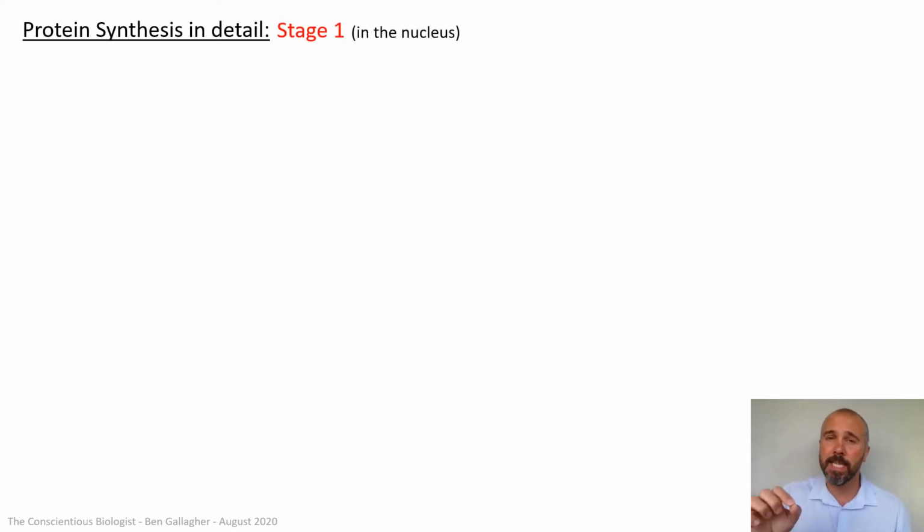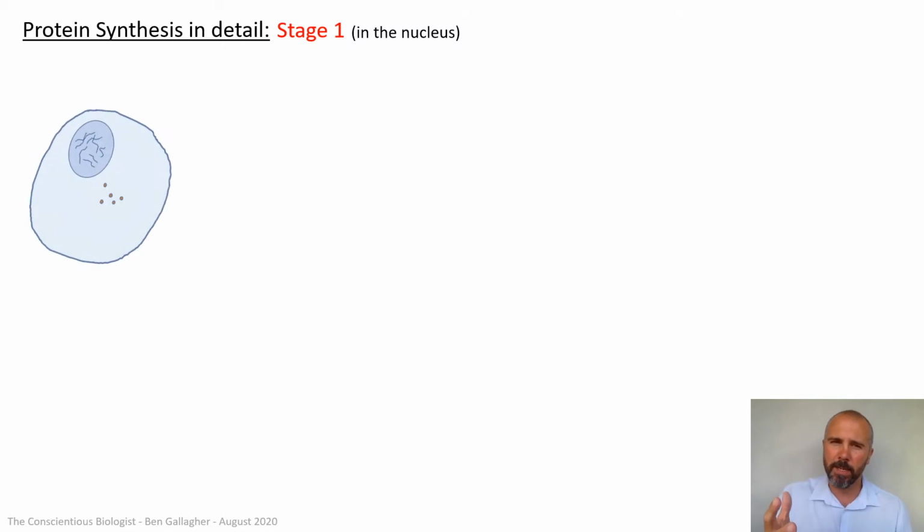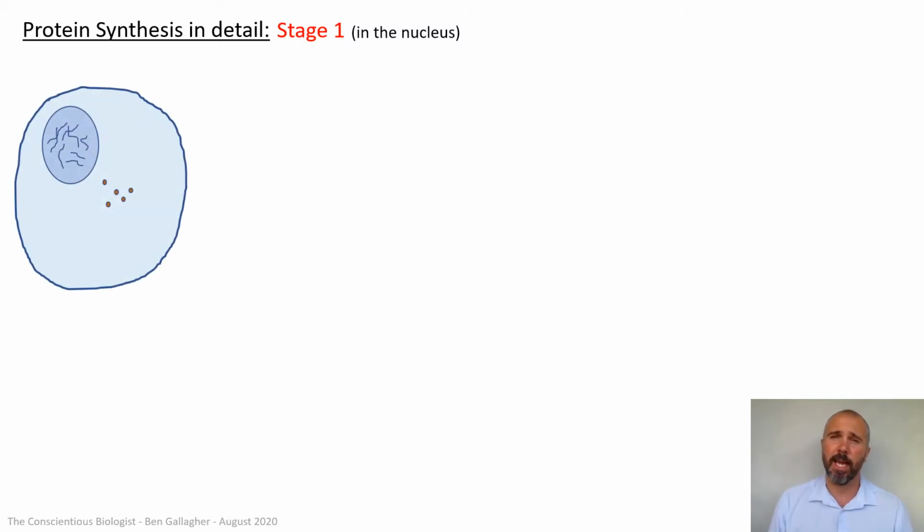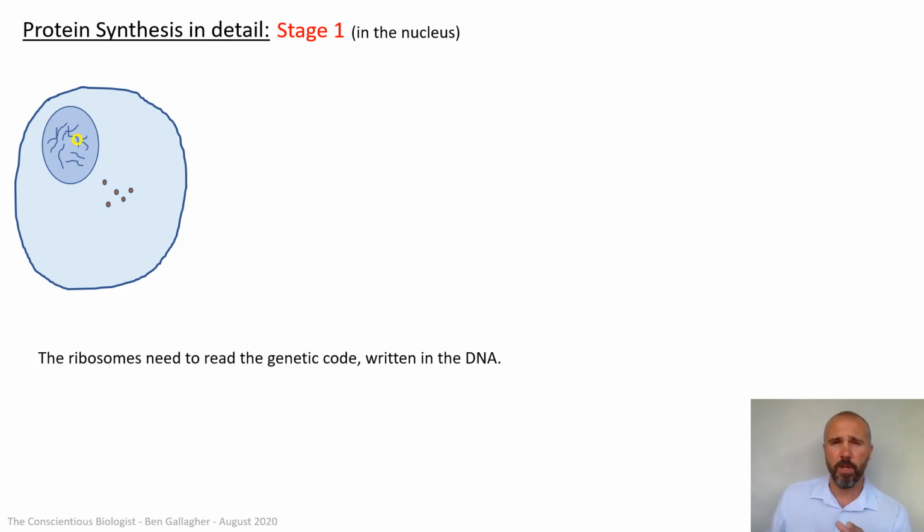Stage 1 happens in the nucleus. And let's think about why. Because we're actually starting out with a problem. If you look at what we've got here in this cell, we know that the ribosomes need to read the genetic code which is written in the DNA.